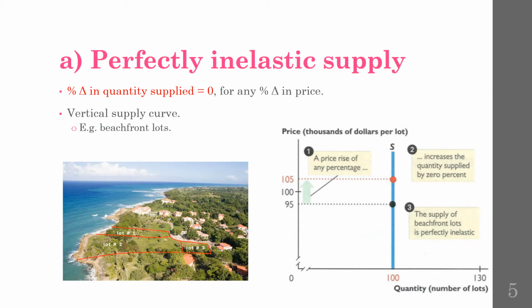Quantity supplied is perfectly inelastic when the percentage change in quantity supplied is 0 for any percentage change in price. This scenario can be shown by a vertical straight line supply curve, whereby quantity supplied is the same at every price. Beachfront lots have perfectly inelastic supply because the quantity of beachfront lots cannot be adjusted regardless of the market price level.